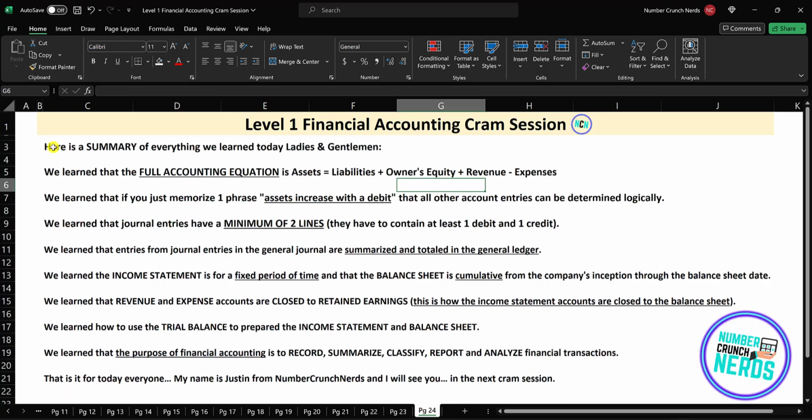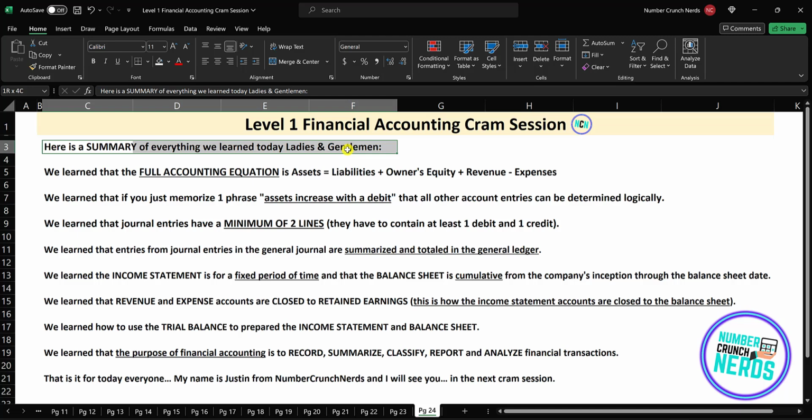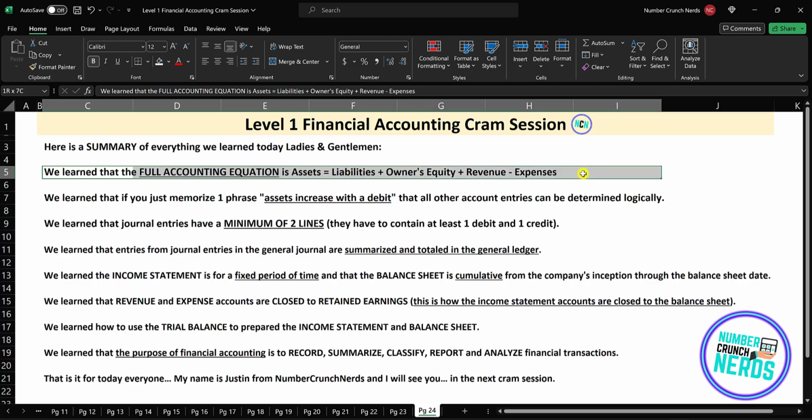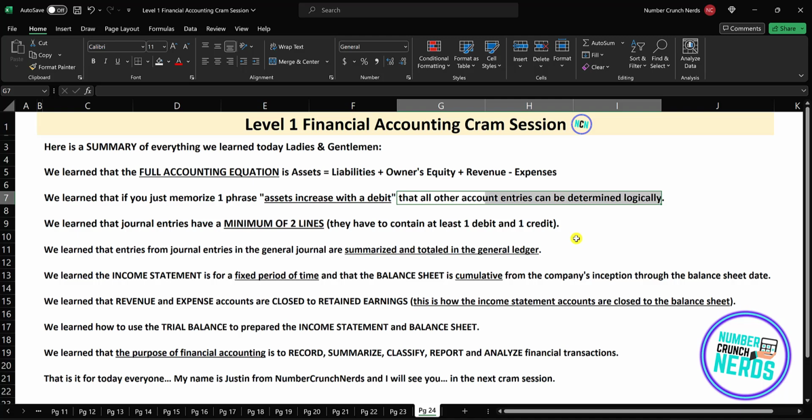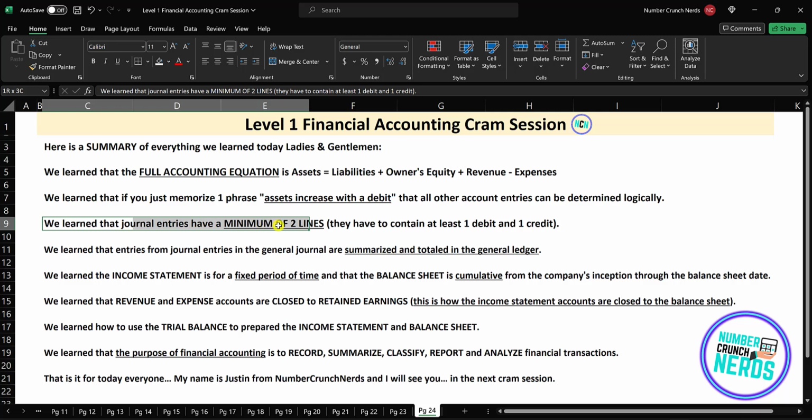So here is a summary of everything that we have learned today, ladies and gentlemen. We learned that the full accounting equation is assets equals liabilities plus owner's equity plus revenue minus expenses. We learned that if you just memorize one phrase, assets increase with a debit, that all other account entries can be determined logically just by remembering that one thing. We learned that journal entries have a minimum of 2 lines. That is, they have to have at least one debit and they have to have at least one credit. They could be compound, meaning they have 3 lines or more, but they have to have at least 2.